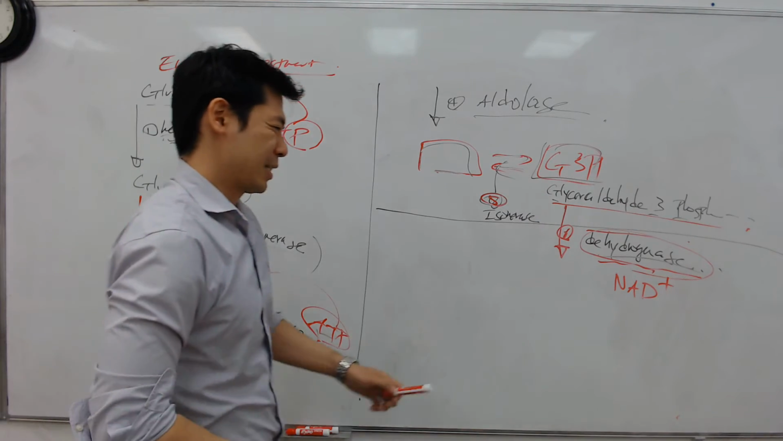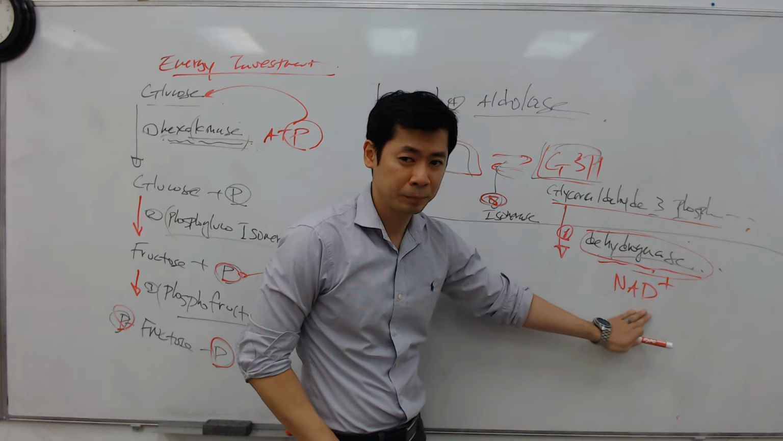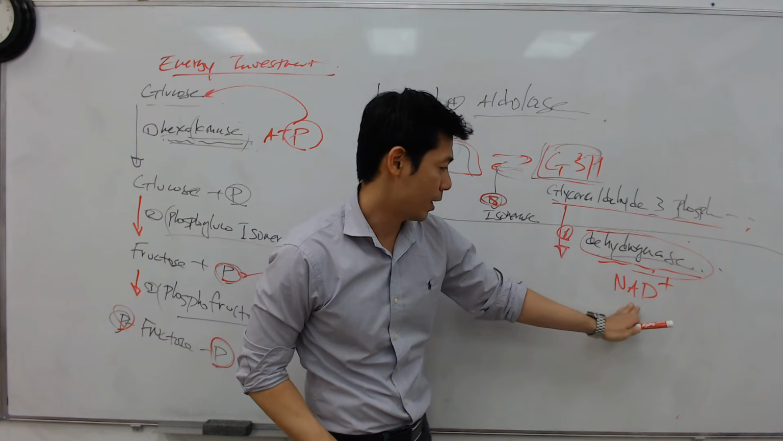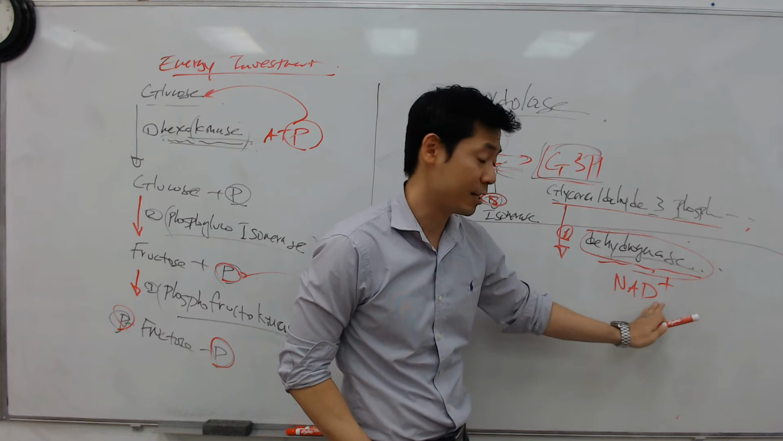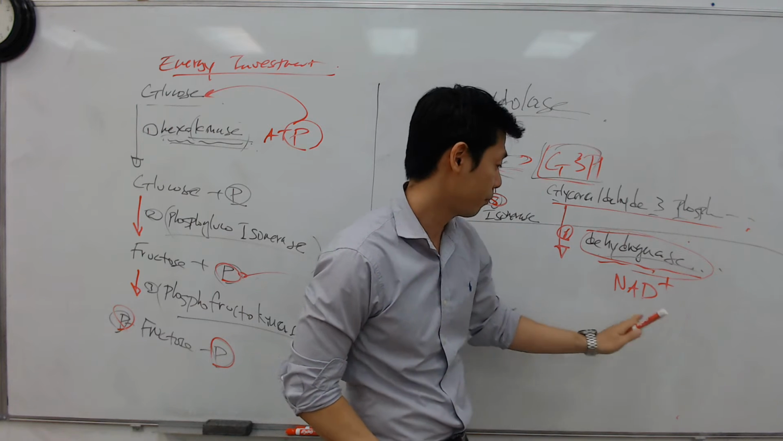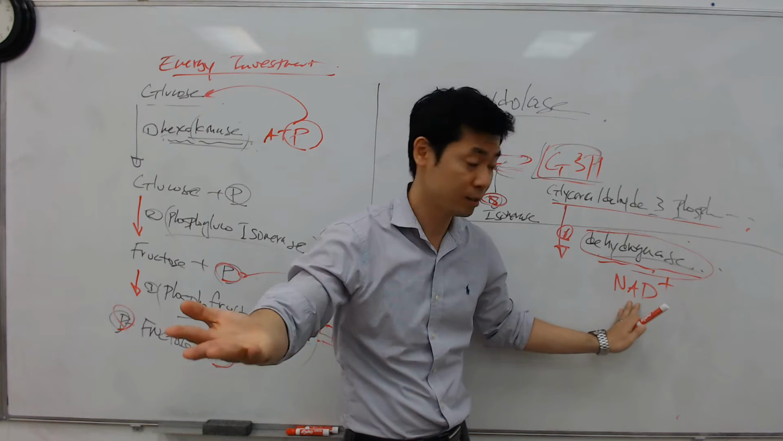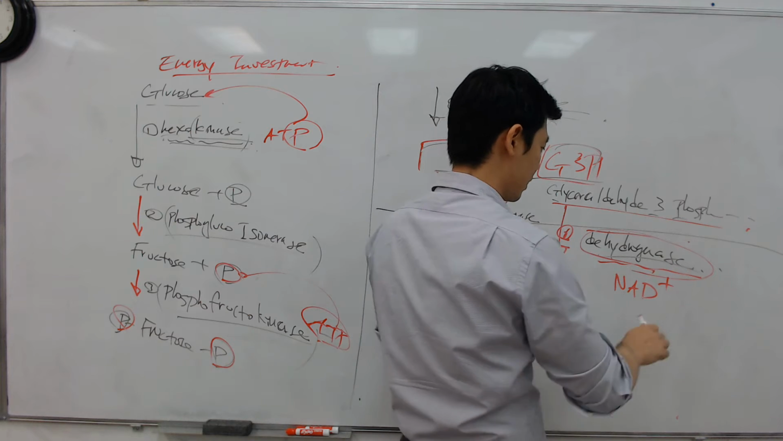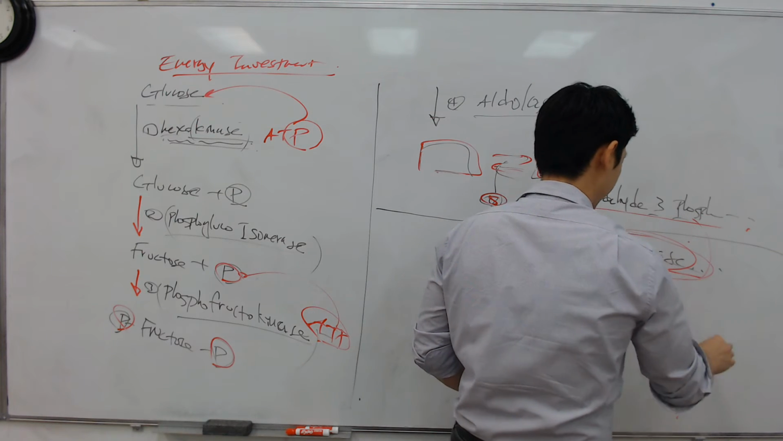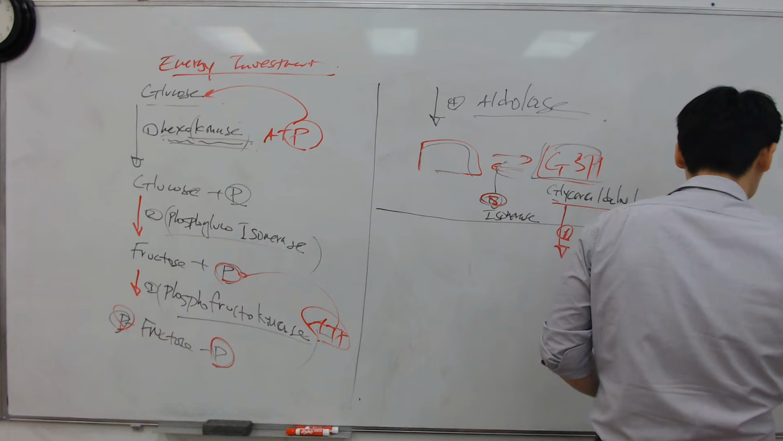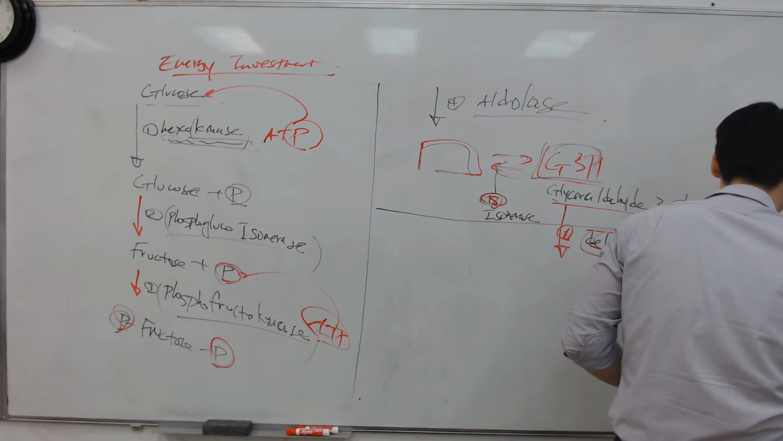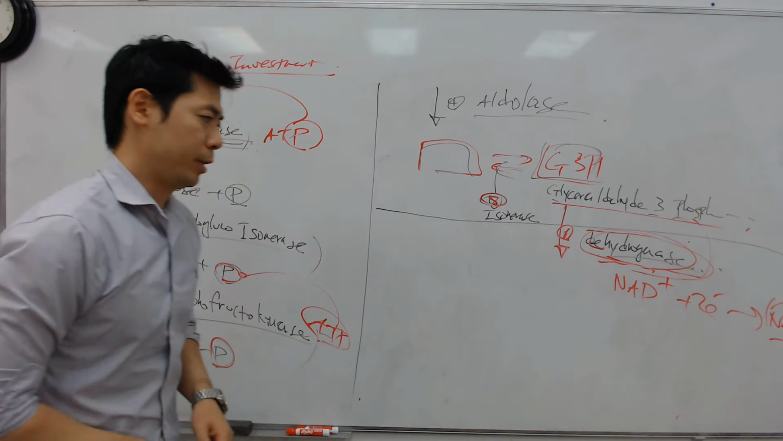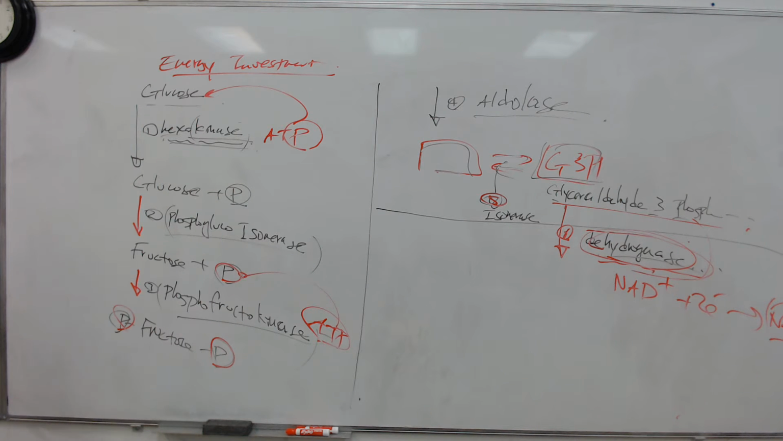NAD plus stands for nicotinamide adenine dinucleotide. I don't think you have to know that. Basically, this enzyme takes 2 electrons out from this molecule and turns NAD plus into NADH. That's their job.